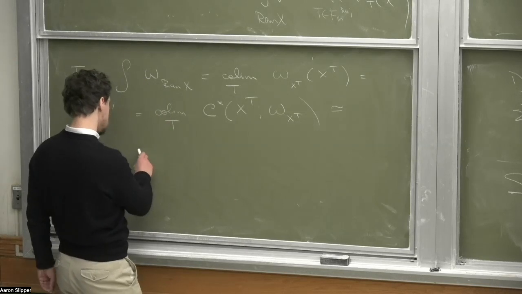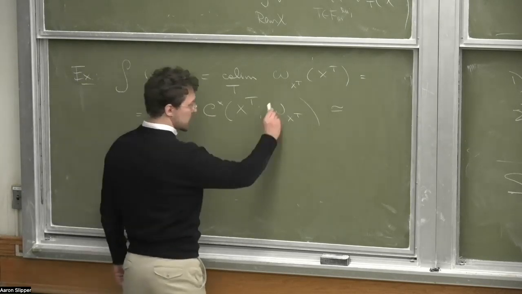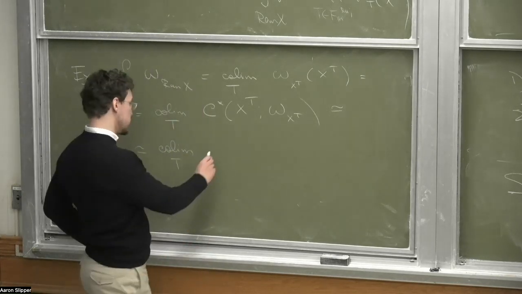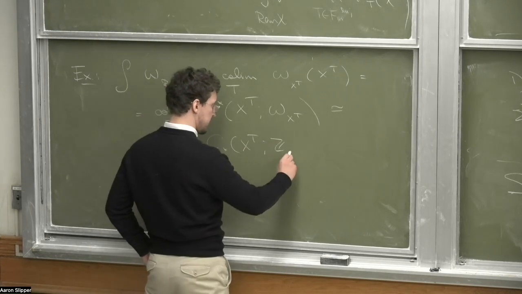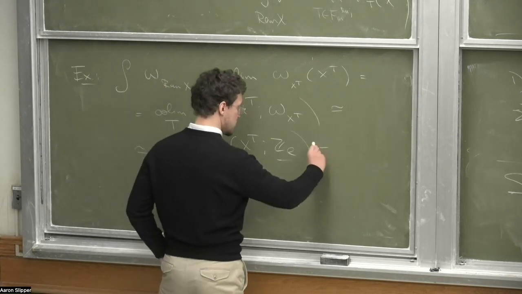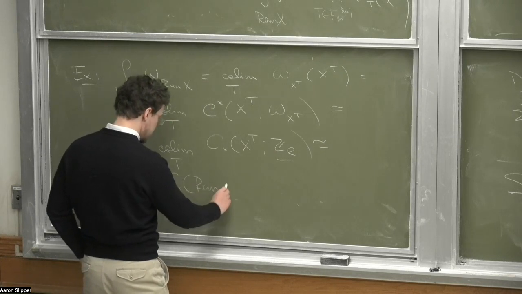Okay, so now what is this? But computing the homology with coefficients in the dualizing sheaf is the same as computing homology with coefficients in the constant sheaf. And so this is nothing but the homology of the Ran space.